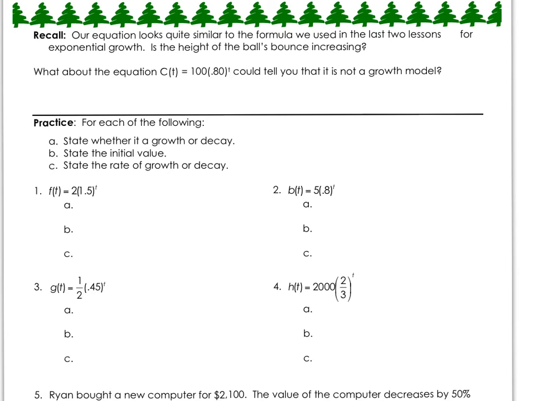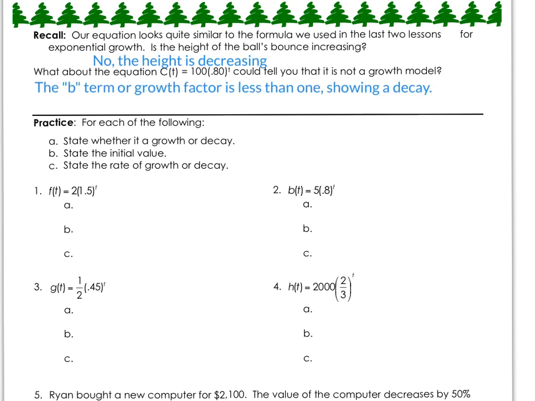Recall again that our equation looks quite similar to the formula we used in the last two lessons for exponential growth. Is the height of the ball's bounce increasing this time? Well, no. Now the height is decreasing. So what about the equation C of t equals 100 times 0.80^t could tell you that it is not a growth model? Well, the B term, or growth factor, is less than 1, showing that it is a decay. Okay, we'll talk about this more tomorrow.